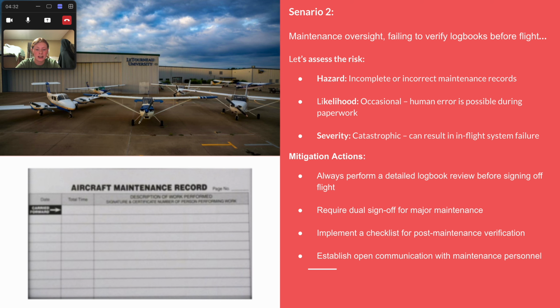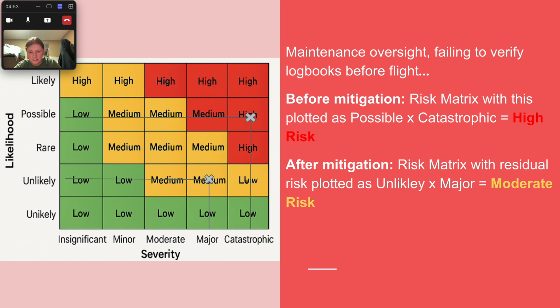Some of the mitigation actions we can take are always perform detailed logbook review before signing off for flight, require dual sign-off for major maintenance, implement a checklist for post-maintenance verification, or we can establish open communication with maintenance personnel. Now we'll look at the chart again on the next slide.